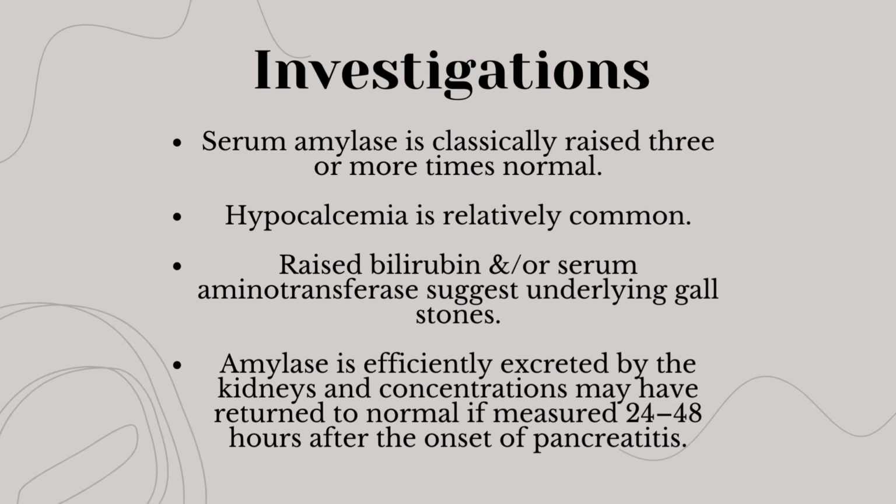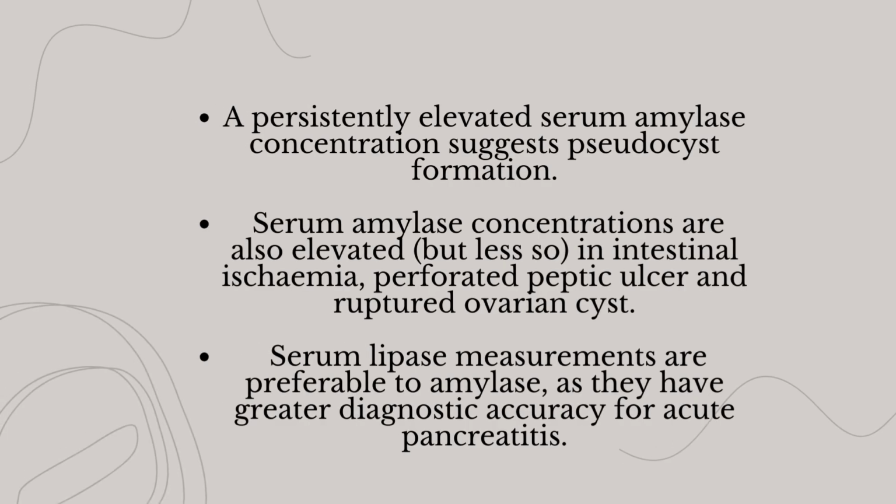The laboratory investigations are as follows. Serum amylase is classically raised 3 or more times normal. Hypocalcemia is relatively common. Raised bilirubin and/or serum aminotransferase suggest underlying gallstones. Amylase is efficiently excreted by the kidneys, and concentrations may have returned to normal if measured 24 to 48 hours after the onset of pancreatitis. A persistently elevated serum amylase concentration suggests pseudocyst formation. Serum amylase concentrations are also elevated, but less so, in intestinal ischemia, perforated peptic ulcer, and ruptured ovarian cyst.